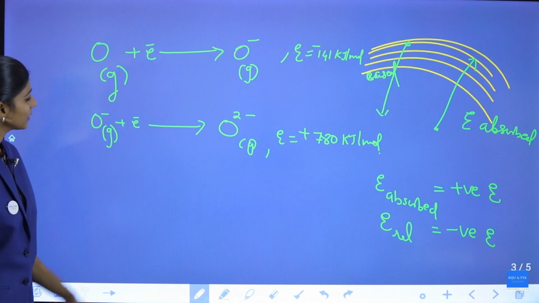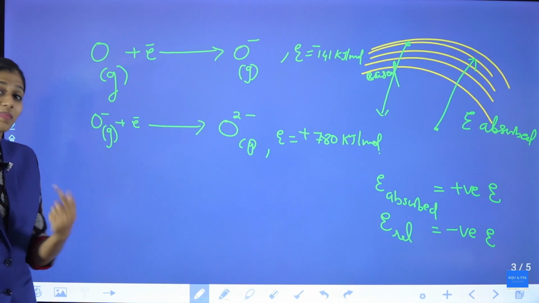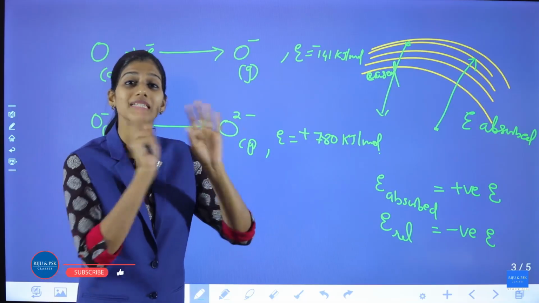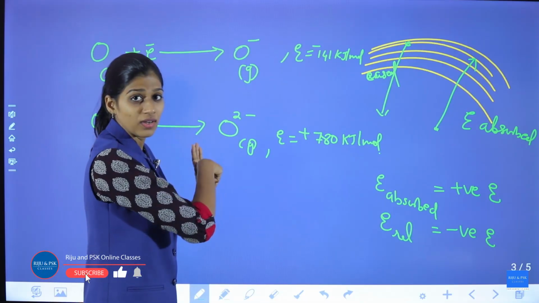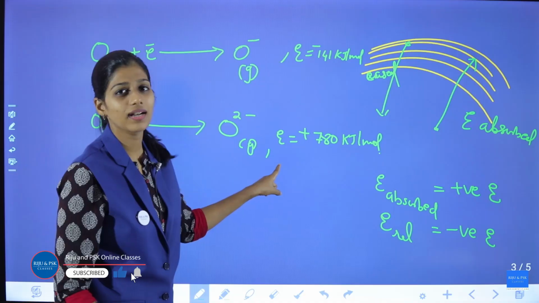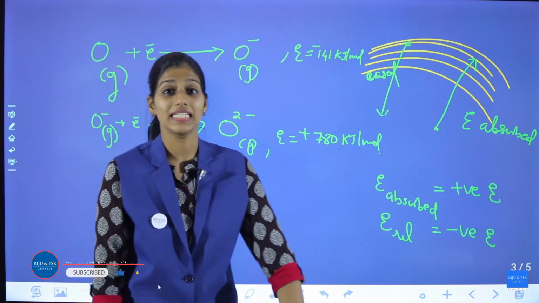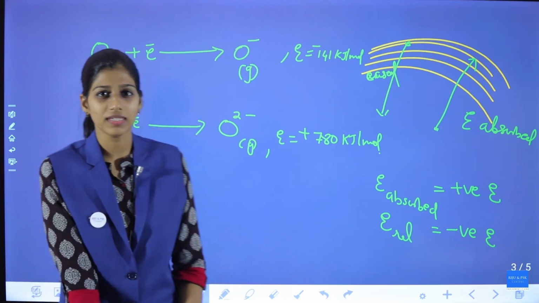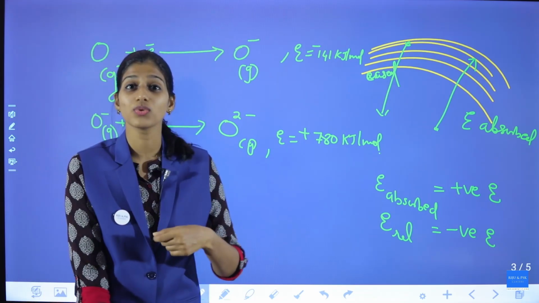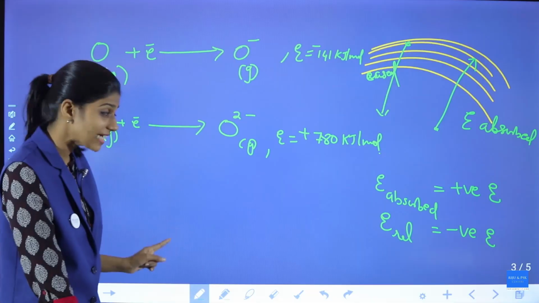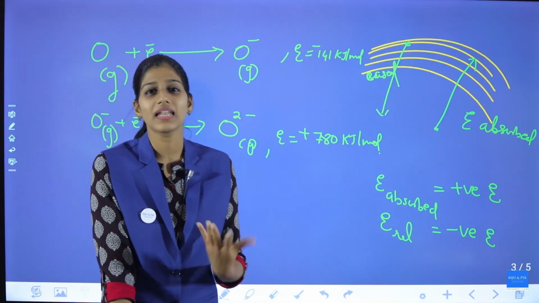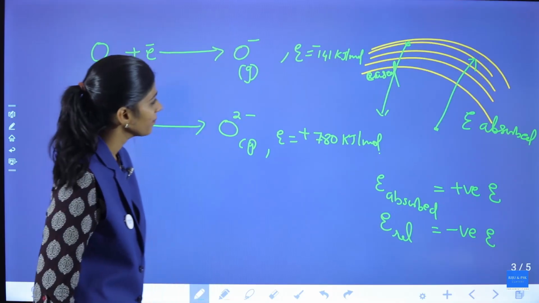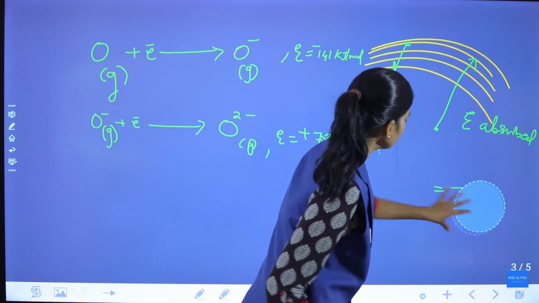In the second process here also you are adding the electron. But is the energy released? No. The energy is absorbed, energy should be supplied, energy is taken. Okay, so energy is required and that is the reason why it is indicated as plus 780. Now in the first process 141 kilojoule energy is released, but in the second step energy is not released, you need to supply the energy, which is 780 kilojoule. Okay, so let's see the reason.